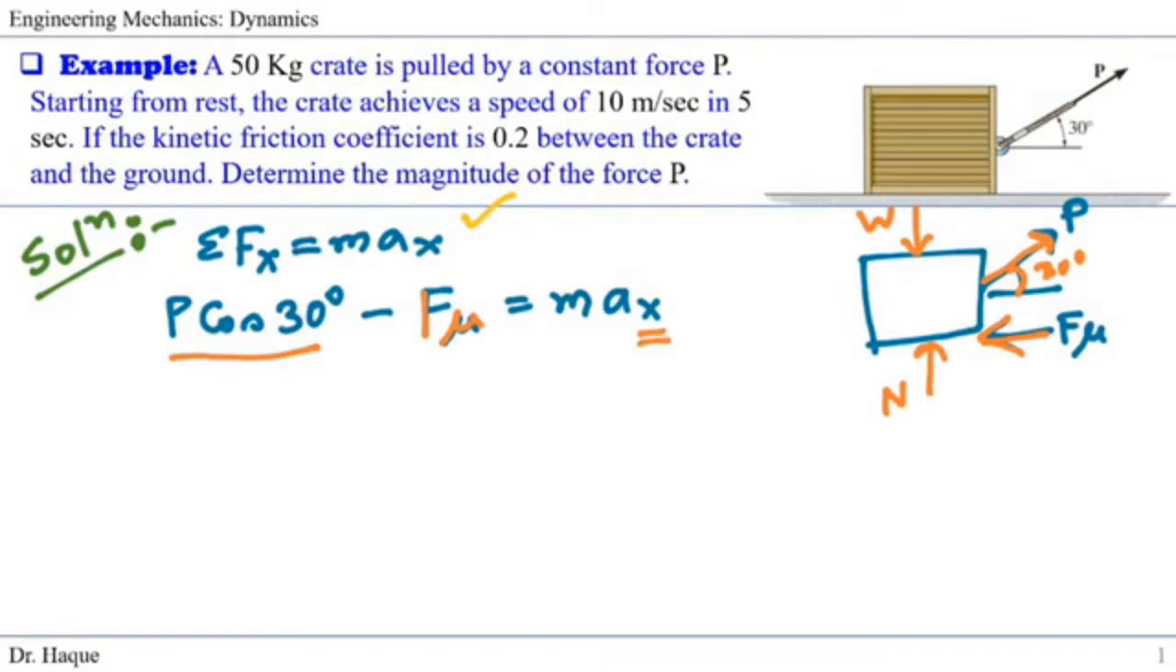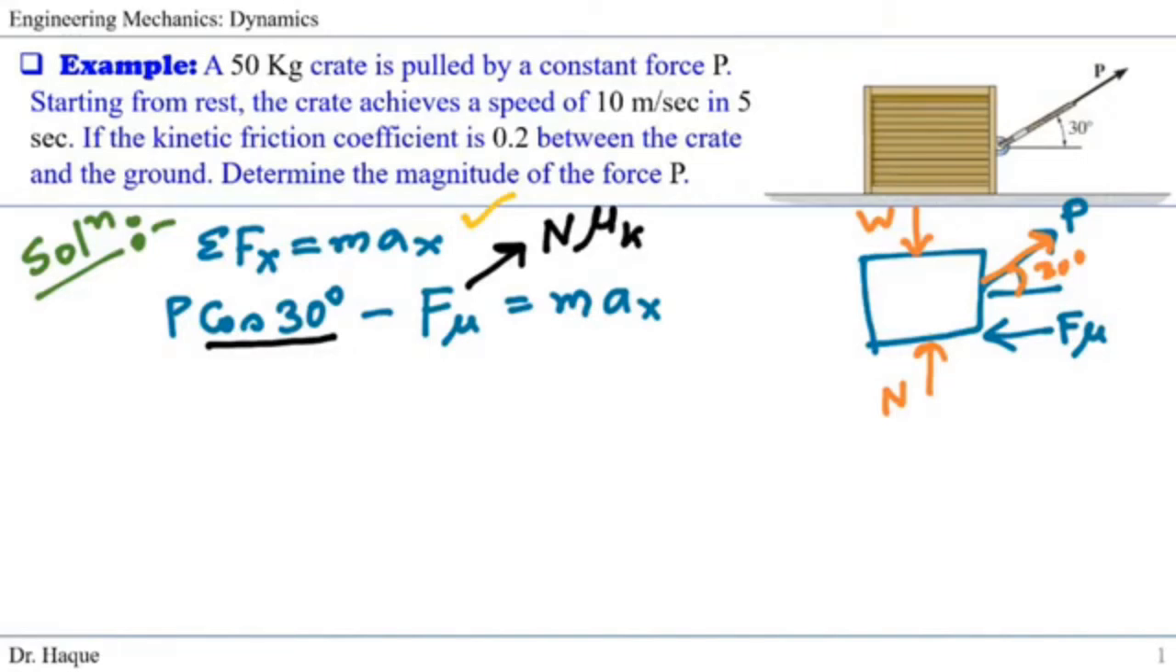Now, can we solve this equation? I need to check what we know and what we don't know in terms of variables. Cos 30 has a numerical value, so we know this. F_k, what is the kinetic friction force? Yes, we know it. It's the normal force multiplied by the coefficient of kinetic friction.